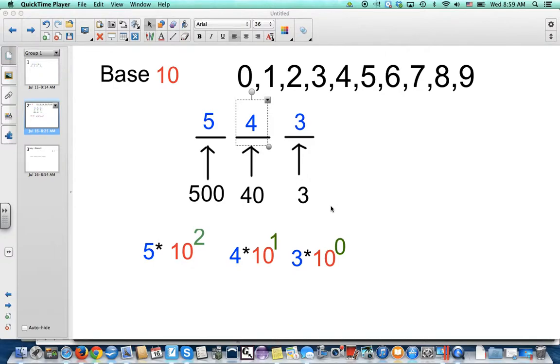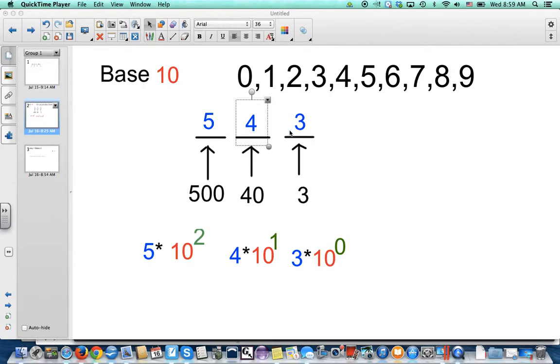So in our discussion about base 10, one reason it's base 10 here is we have 10 digits to work with. A 0, and then 1, 2, 3, 4, 5, 6, 7, 8, 9. That's 10 digits to work with.